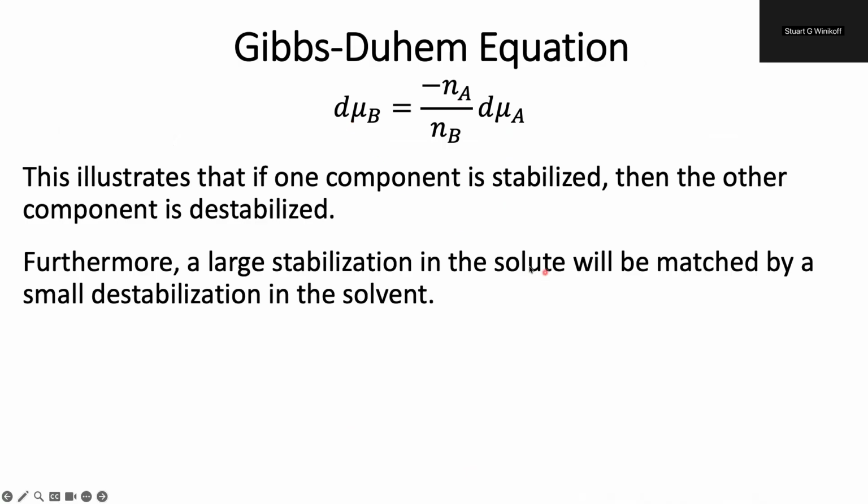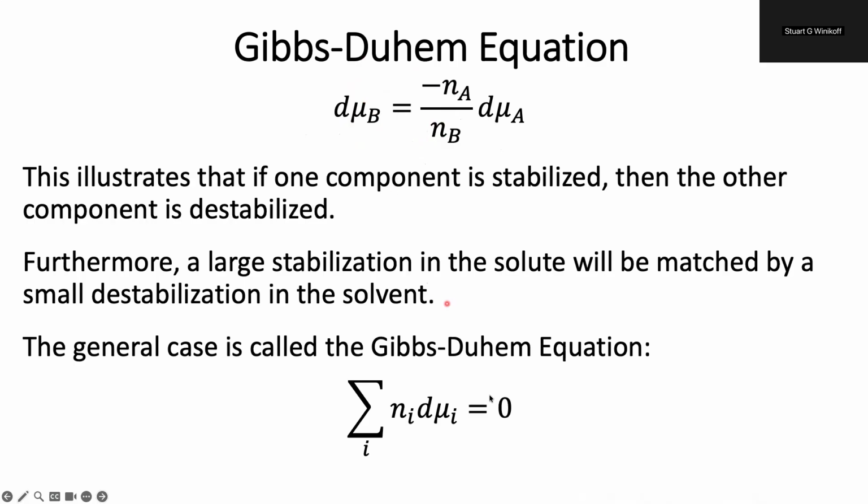And this is going to be because of the composition, because we'll typically have more solvent than solute. If I slightly stabilize my solvent, it means I'm going to be multiplying this by a large ratio and greatly destabilizing the solute, and vice versa. If I have a large stabilization in the solute, I'll have a small destabilization in the solvent, because again, it's mediated by this ratio. Now, this is what it looks like for a two-component system.